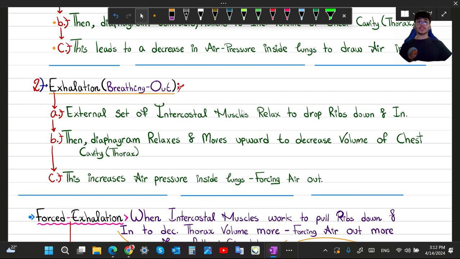This increases the air pressure inside the lungs to force air outwards. So again, during exhalation, the external set of muscles relax, the ribs drop downwards, the volume of the chest cavity decreases, and there's an increase in air pressure inside the lungs. This is to force air outwards.